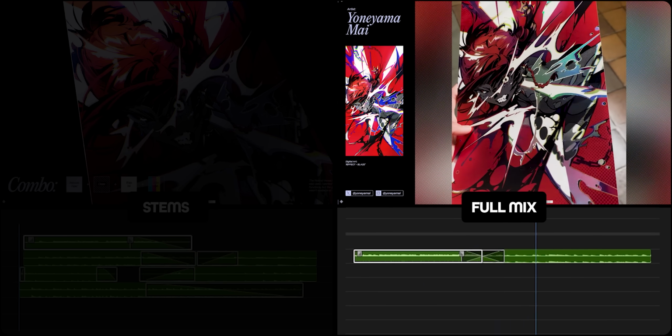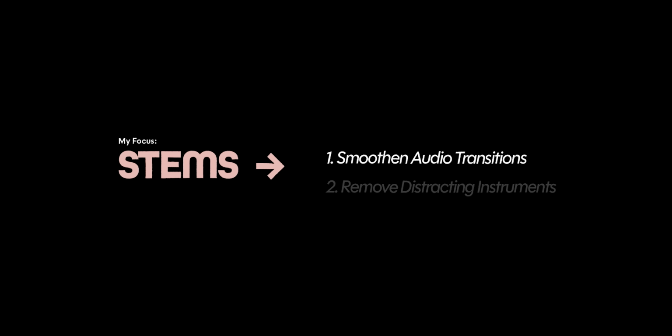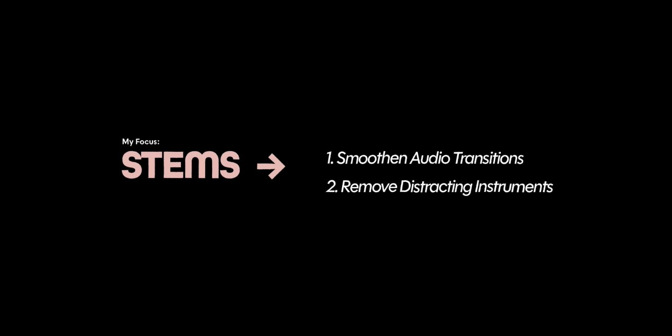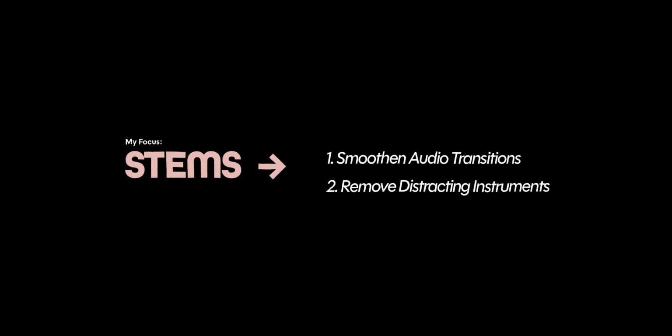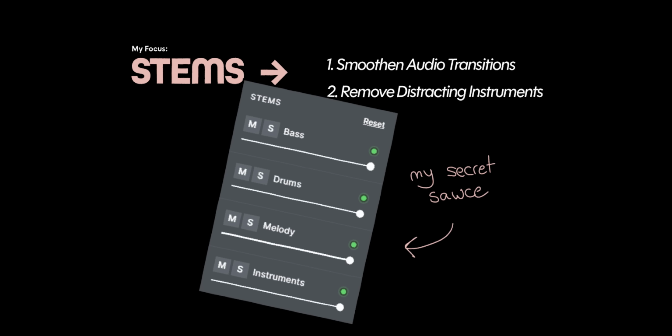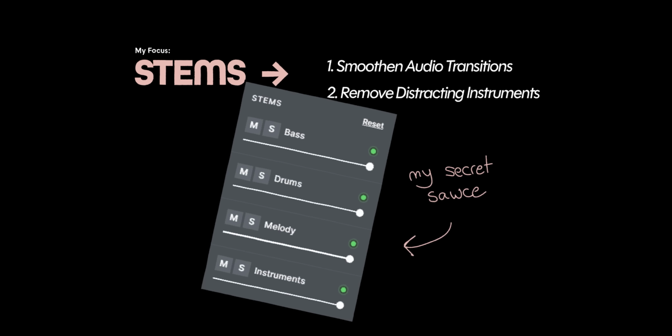It's quite subtle, but I use stems to smoothen out audio transitions and remove any distracting instruments to allow the viewers to focus better on the visuals and voiceover. This is my secret sauce to music. It honestly blew my mind when I first learned about this.